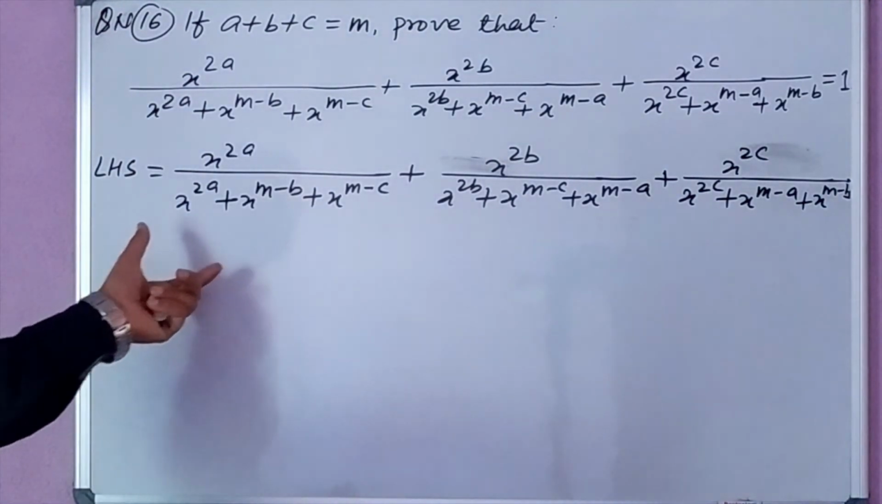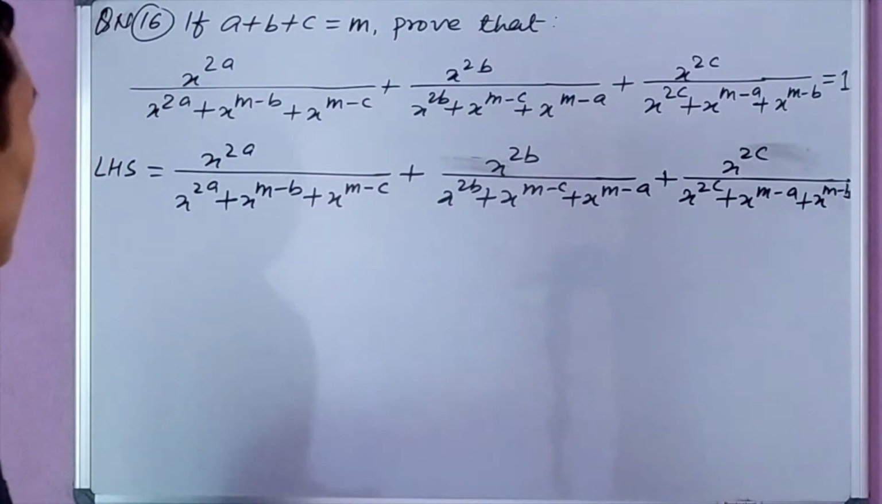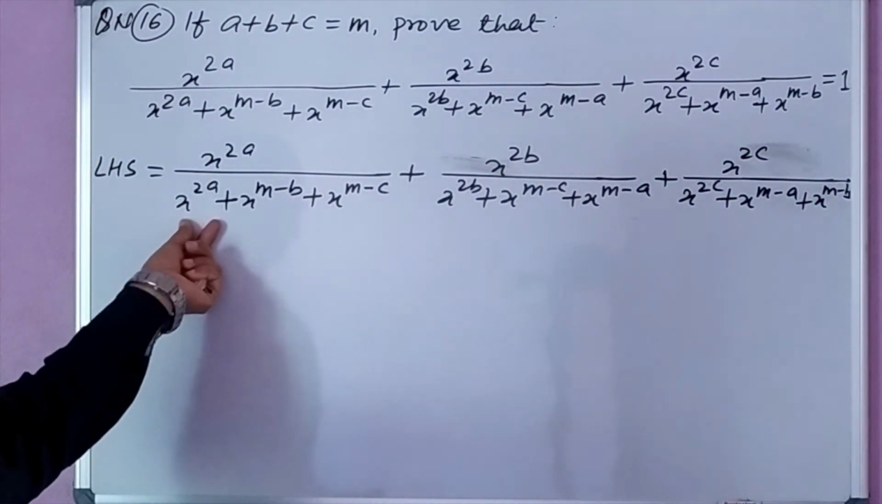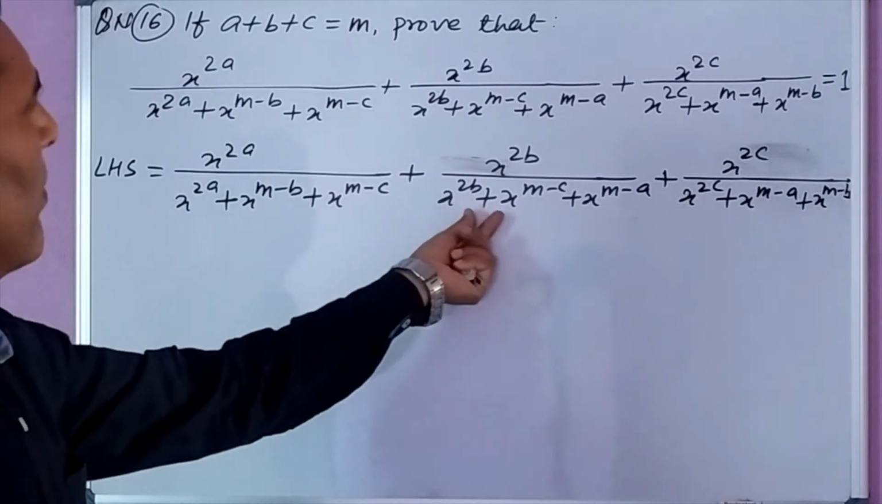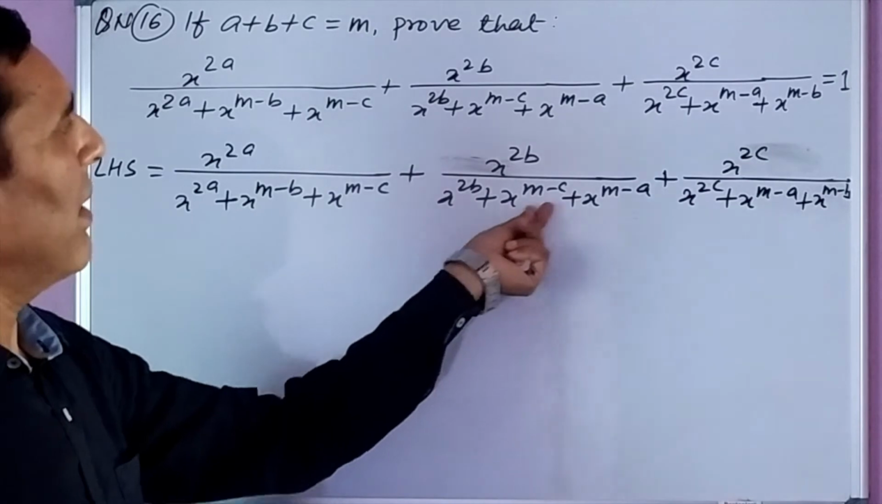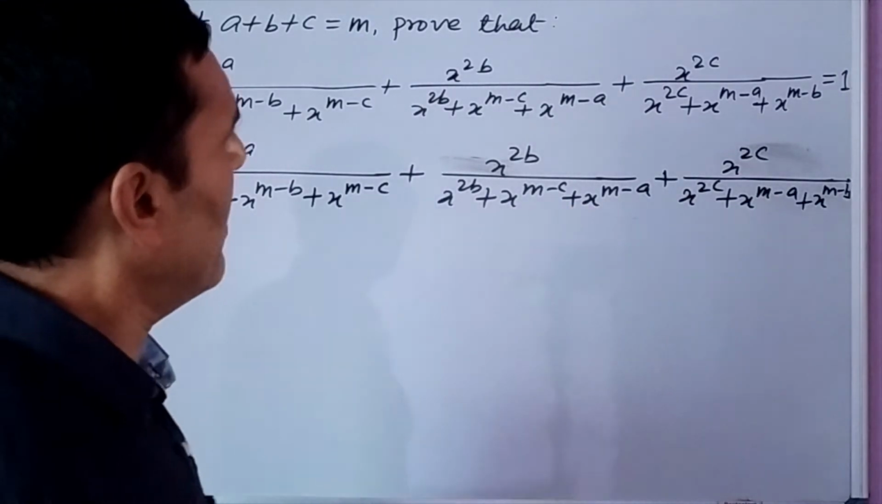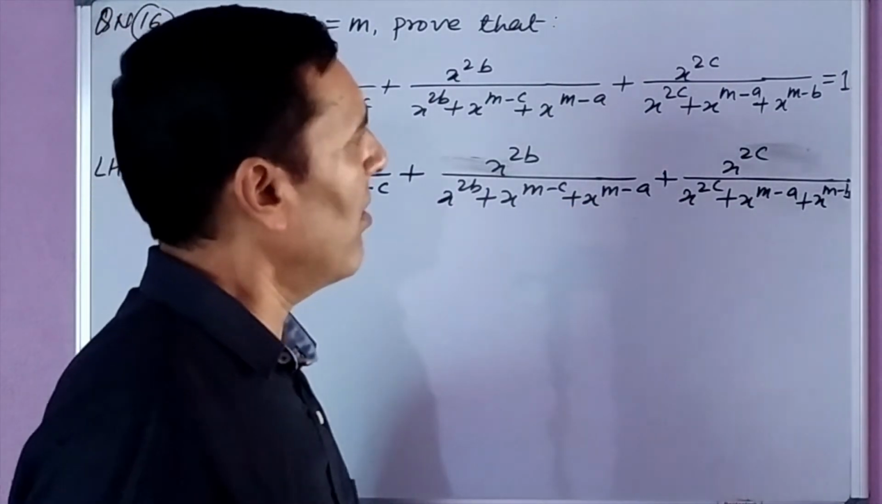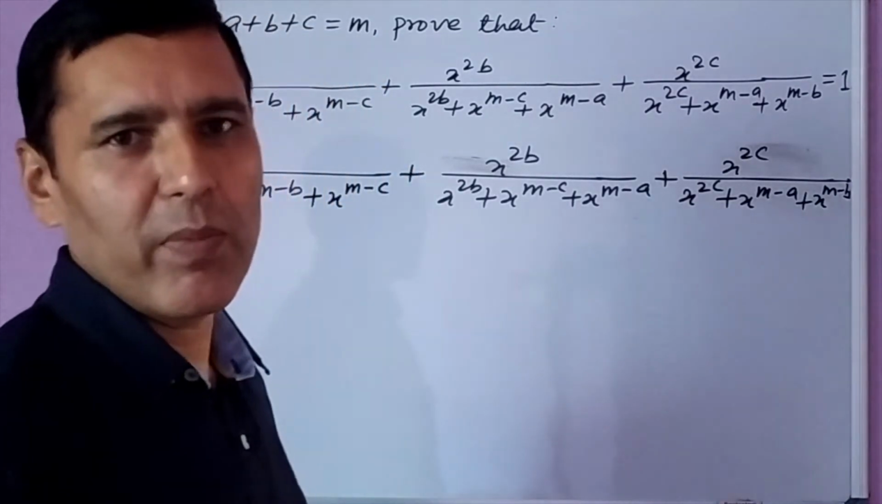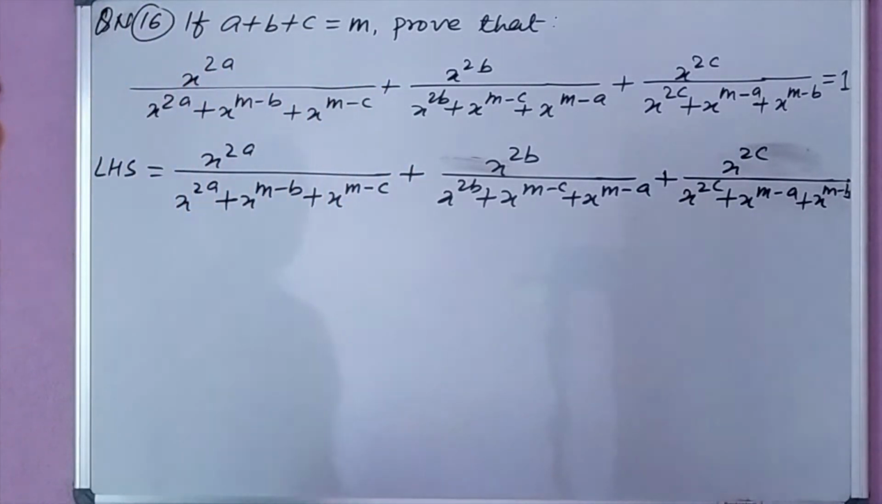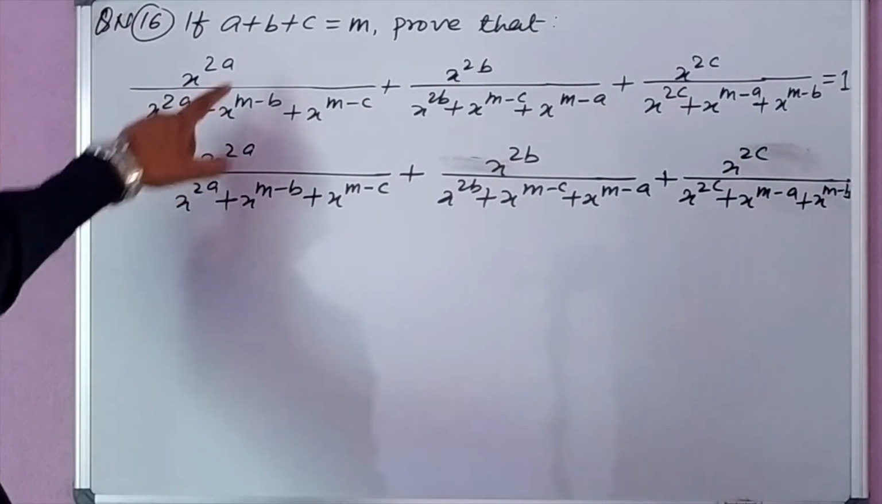Okay, now look here. This f to the power 2a plus f to the power m minus b plus f to the power m minus c, f to the power 2b plus f to the power m minus c plus f to the power m minus a, f to the power 2c plus f to the power m minus a plus f to the power m minus b. You can see all denominators are different. Now let's use the given condition.